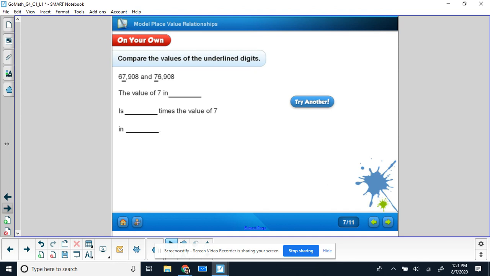So I'm going to think out loud with you here. We have 67,908, and they have the 7 underlined, and then the other number is 76,908, and they also have a 7 underlined. However, you'll notice they're not in the same place, right? So this one's over here, this one's right here. So the value of 7 in blank is some amount times the value of 7 in the other number.